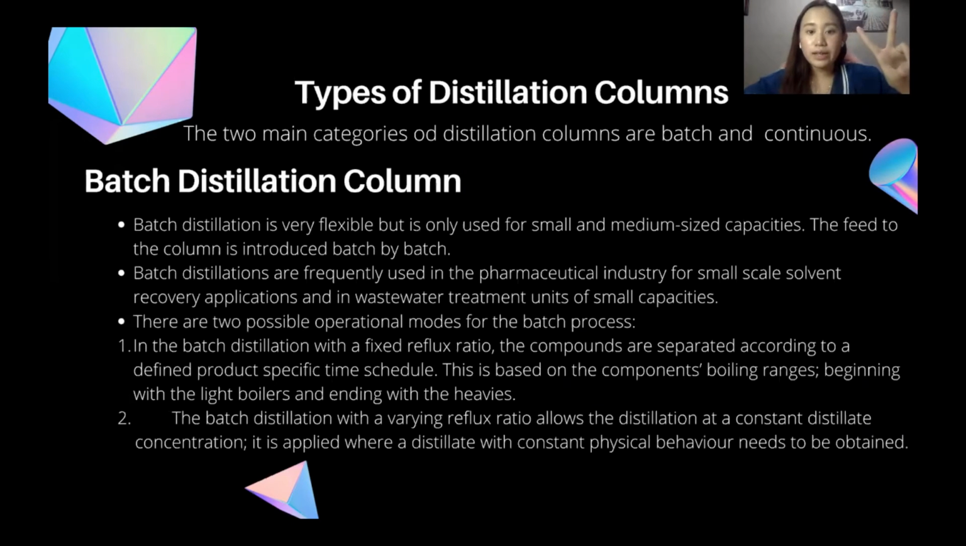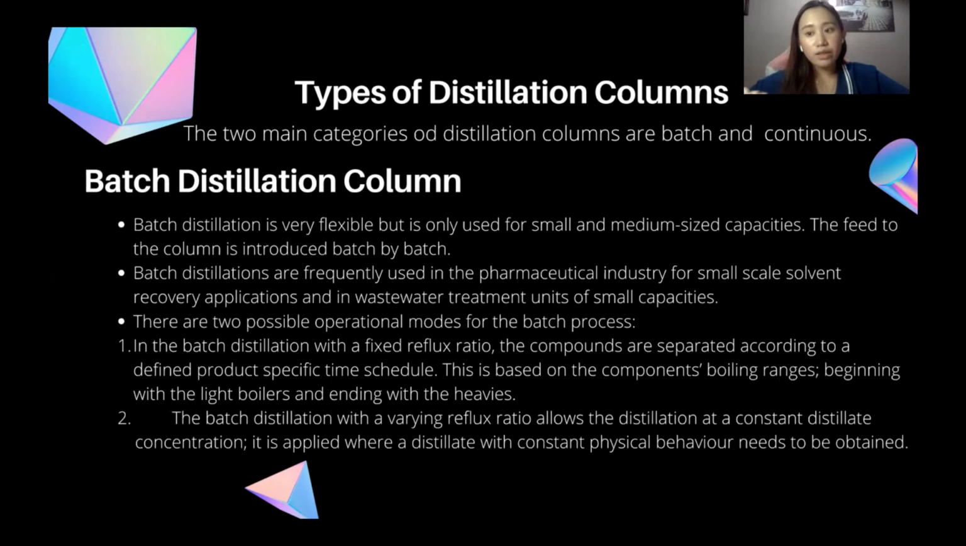There are two main categories of distillation column, which are known as the batch distillation column and the continuous distillation column. For batch, the main idea is that the feed is introduced batch-wise. Batch distillation is very flexible but is only used for small and medium-sized capacities. The feed to the column is introduced batch by batch.